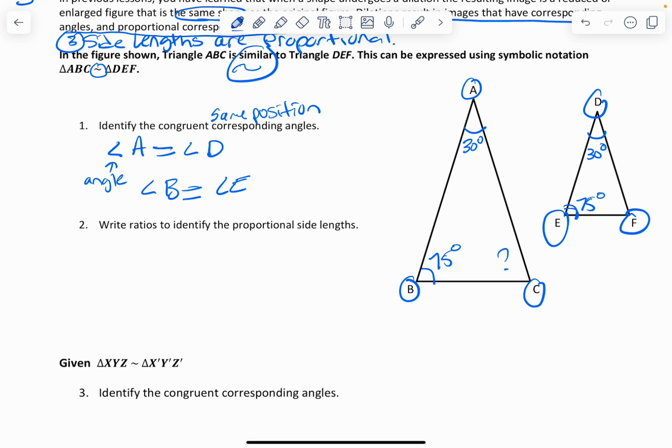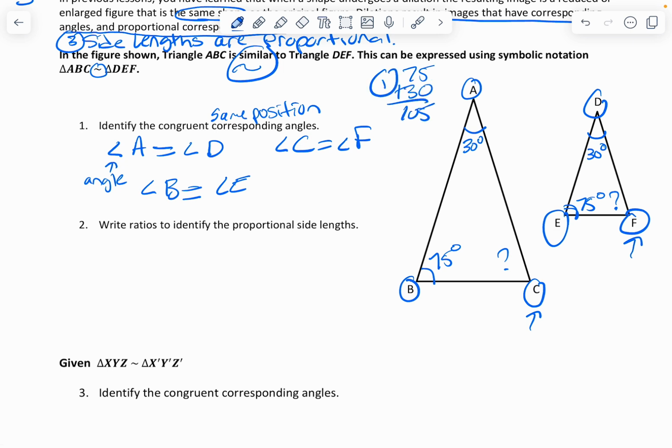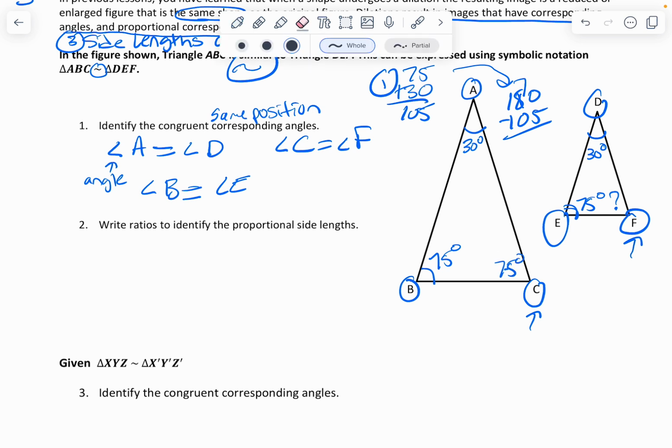How would I find that last angle? Y'all remember this from last year in seventh grade? I know that angle C is going to equal angle F. To figure out what this angle is, I have to add them all together and then subtract from 180. So 75 plus 30 is 105. Y'all remember that the interior angles of a triangle add to 180, so 180 minus 105 gives me 75 degrees. So if angle C is 75, then angle F is also going to be 75 degrees.